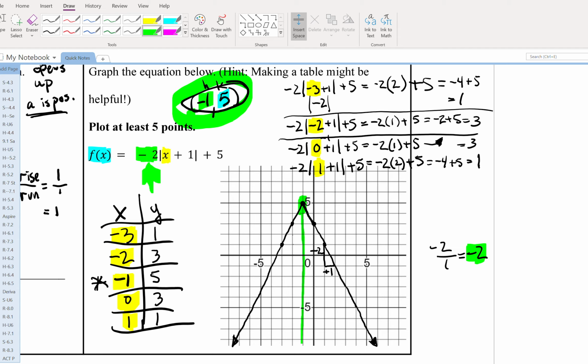Anywho, guys, that's how you do it. It asks for 5 points. 5 points, and I've got 1, 2, 3, 4, 5 points.